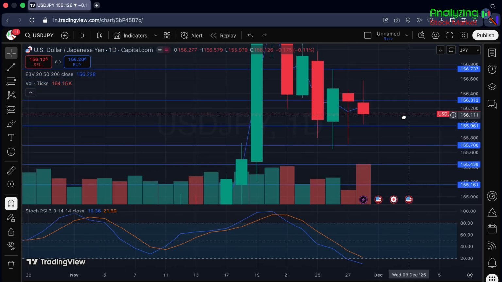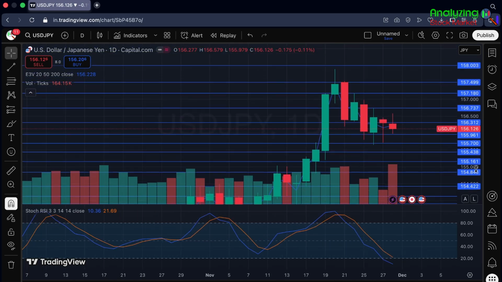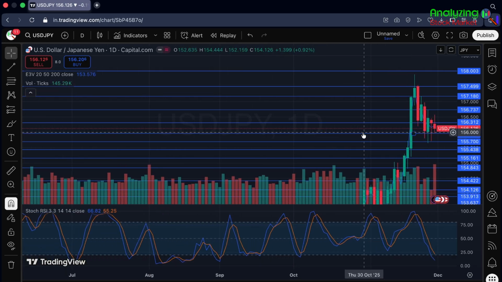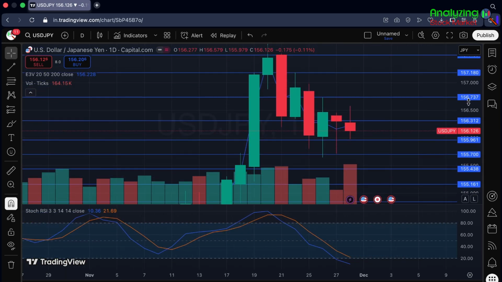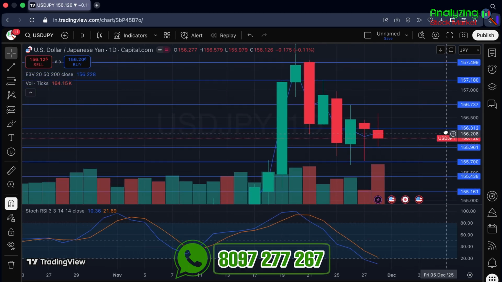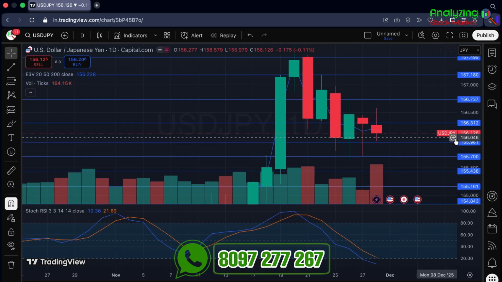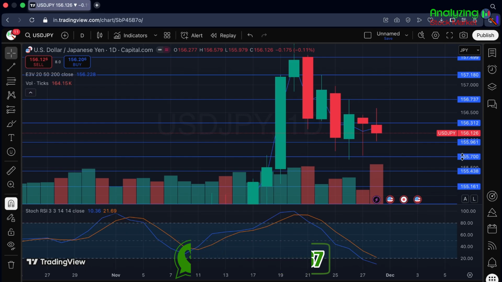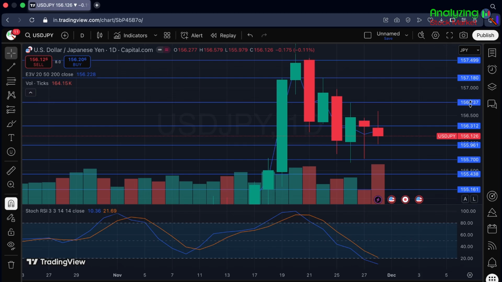Here we can see important support and resistance zones are already marked. Currently we don't need to mark any such levels. Let's talk straight about the closing first. 156.126 is the closing. Here the direct support is 155.961. Direct resistance is 156.312. After direct support, there is a support of 155.700 and then 155.438. After direct resistance, there is a resistance of 156.737 and then 157.180. So these are two important support and resistance zones which will help you to take better stop loss and target levels according to your bias for this week.